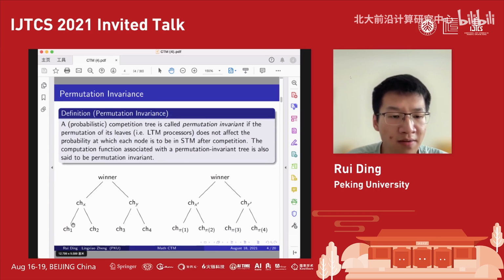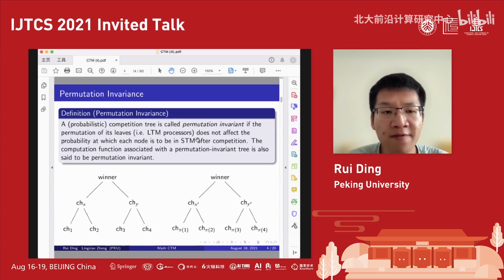So here we're going to introduce some notions. The first one is that since CTM is quite an artificial model, the alignment of the processors on the leaf nodes quite matters. In general, this alignment will affect the probability at which a chunk gets to the final STM. So we want a specific family of computation functions in order to let this CTM be permutation invariant. That is, the permutation of its leaves, that is the LTM processors, does not affect the probability at which each node is to be in STM after computation. And we call the computation function associated with a permutation invariant tree permutation invariant as well.